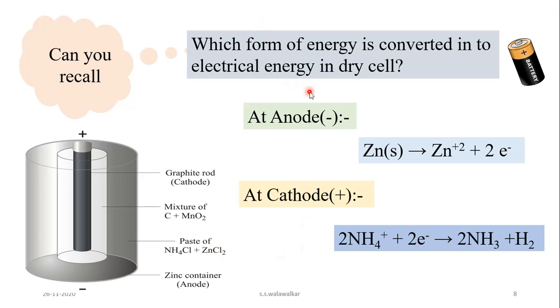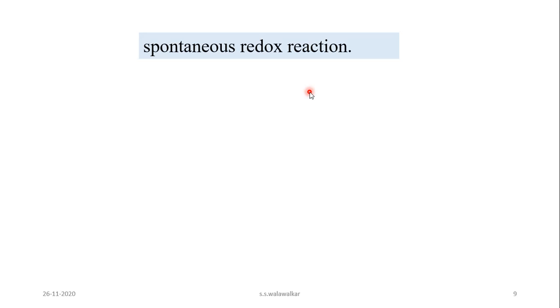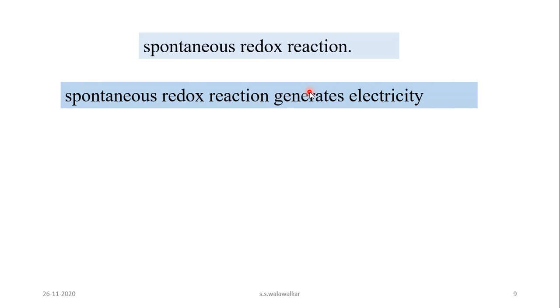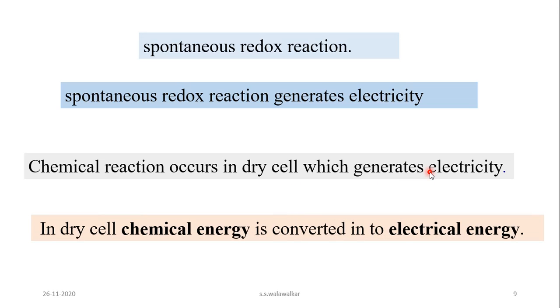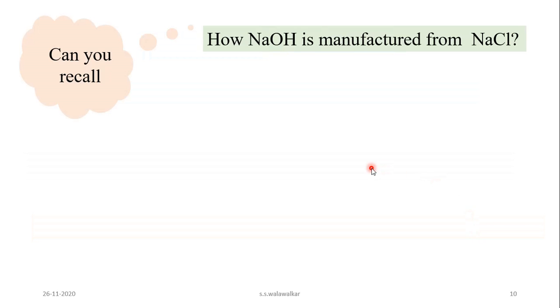So in the dry cell, a spontaneous redox reaction takes place, and the spontaneous redox reaction generates electricity. So a chemical reaction occurs in the dry cell which generates electricity. That means in a dry cell, chemical energy is converted into electrical energy. Also, one example of this is how NaOH is manufactured from NaCl.